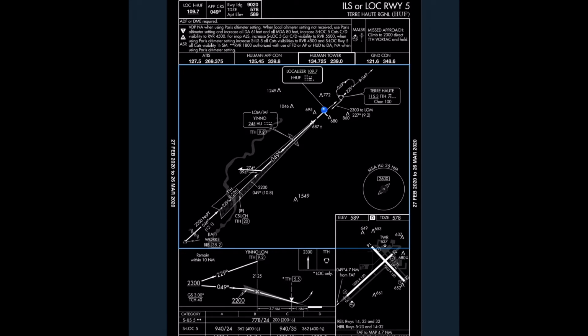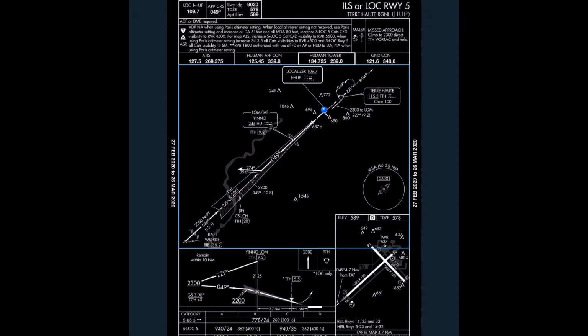So, continuing on, that would be 80 feet for the straight-in localizer 5 for the MDA, and for category C and D the visibility range, or RVR, would increase to 4,500. So currently our RVR on these approaches for category C and D is 3,500. If we do not have the altimeter setting, we're actually going to raise that by 1,000 feet to 4,500.